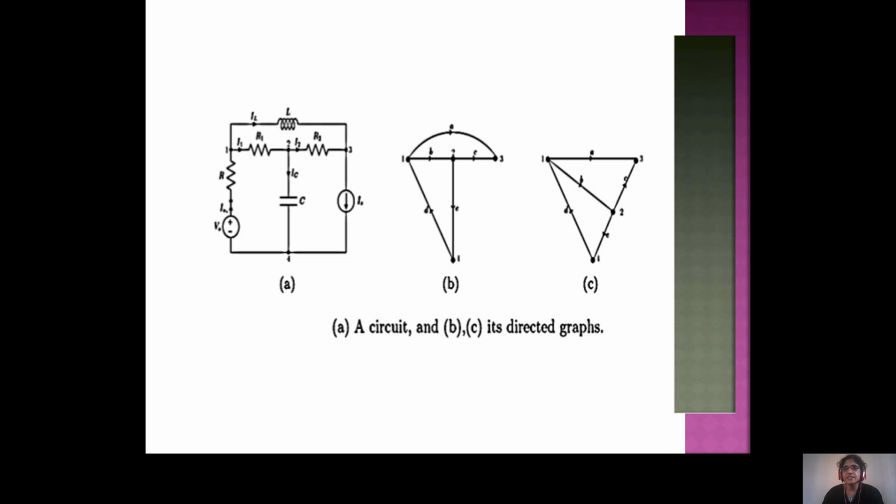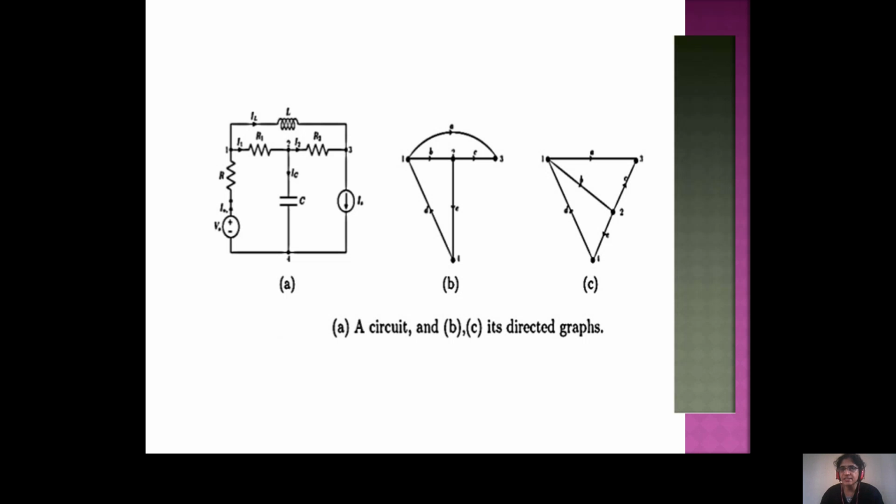Between 1 and 2 there is a resistor, simply a line segment. Between 2 and 3 also a resistor, and between 1 and 3 there is the inductance. Between 1 and 4 there is a resistance in series with the voltage source, so simply draw a line. Between 2 and 4 there is the capacitance. But between 3 and 4 there is the current source, so simply you have to open it.